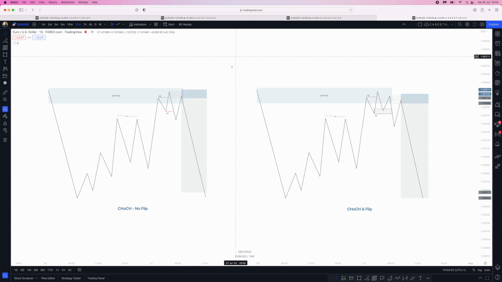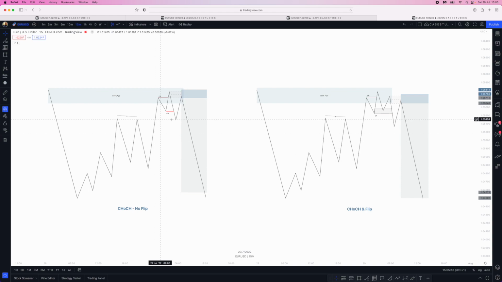So here we have the first entry model, which is a change of character with no flip. And over this side, we've got a change of character and a flip. Some people will just take this entry model right here. But for me personally, I'm happy to take both. So it really depends on your risk parameters and how you are in the market. It depends on how it affects your psychology, things like that.